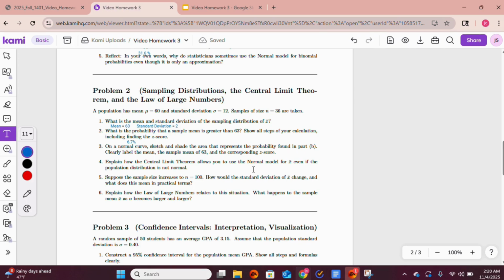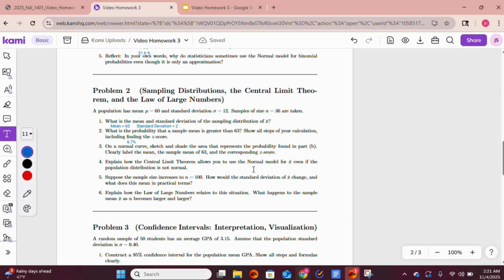To move on to question 5, it asks, suppose the sample size increases to n equals 100. How would the standard deviation of the sample mean change, and what does this mean in practical terms? If we increase the sample size to n equals 100, we would do 12 over the square root of 100, and we would get 1.2 as our new standard deviation. This would mean the sampling distribution would become narrower. Practically, this tells us larger samples produce more consistent averages.